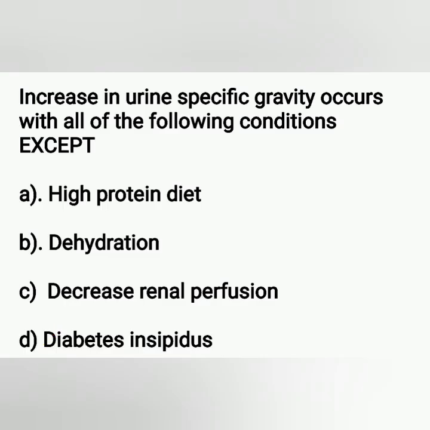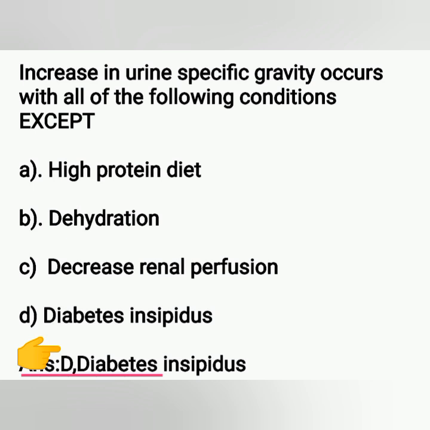And the next question, increase in urine specific gravity occurs with all of the following conditions except? Options: option A, high protein diet; option B, dehydration; option C, decrease in renal perfusion; option D, diabetes insipidus. Here the question is, increase in specific gravity of urine occurs with all of the following conditions except. That means low specific gravity of urine is seen in case of which condition? So it is seen in case of diabetes insipidus. Option D is the correct answer.